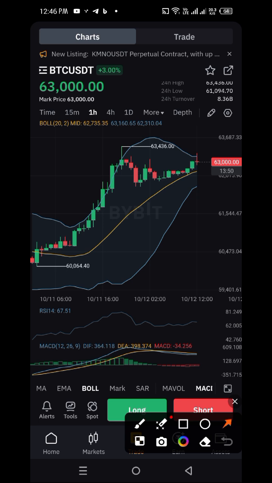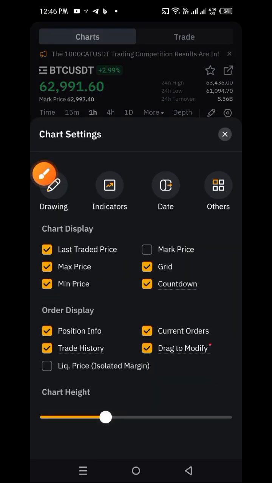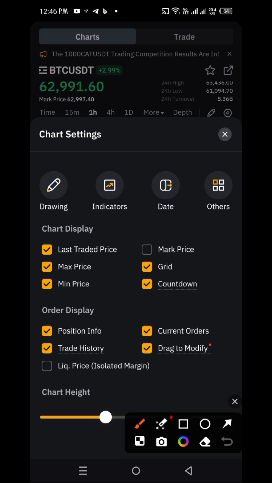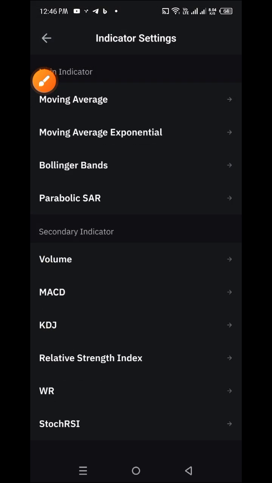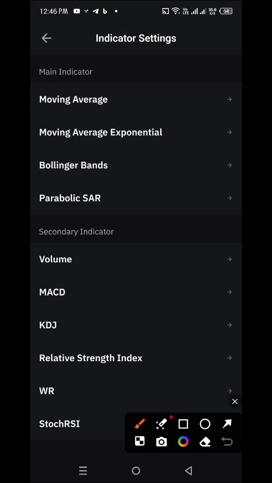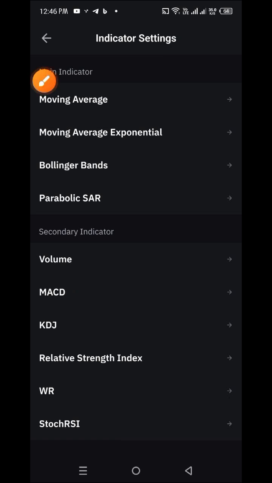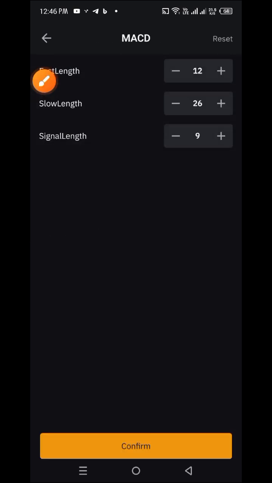click this button. If they are not showing on your interface right now, this is the button you click. You click it, you see this pops up. Then you see these indicators here. You click on it. Now you see they are all here. Like, see the MACD now. You can click on the MACD. You can change these parameters here.